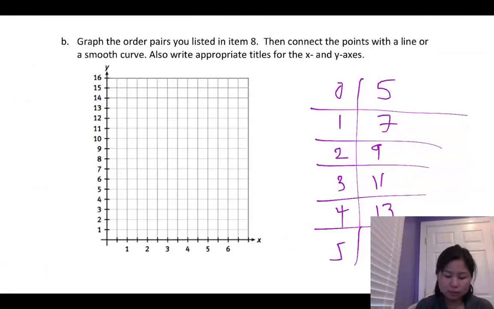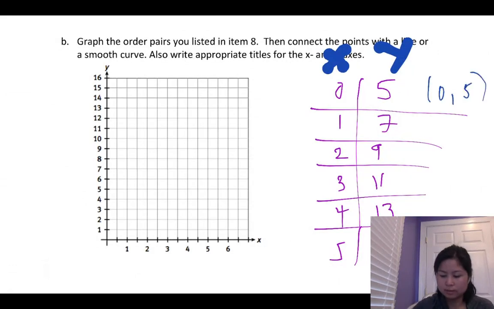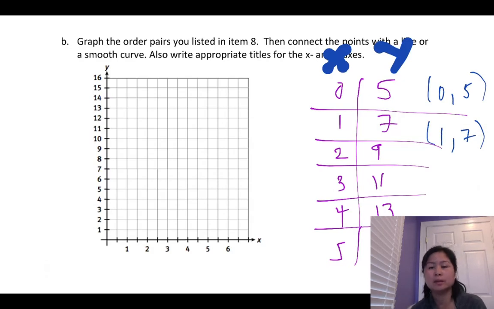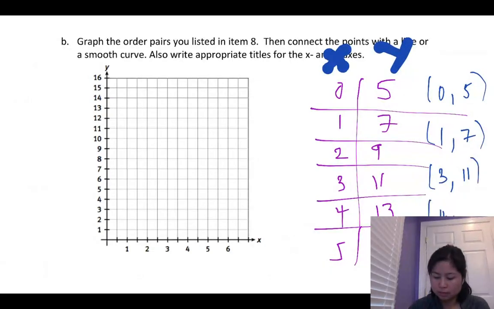So to graph this one, I'm going to make the dot a little bit bigger. Okay, so if you can think of this as the x values, this is the y values. So when you graph, you can think of this as an ordered pair. (0, 5), (1, 7). So go back and use the table and translate this into ordered pairs. (3, 11), (4, 13), (5, 15). So these are the ordered pairs that I want to graph.